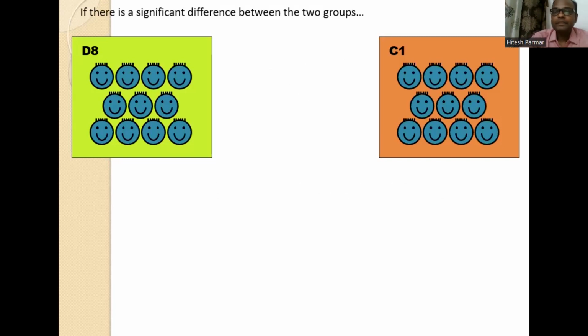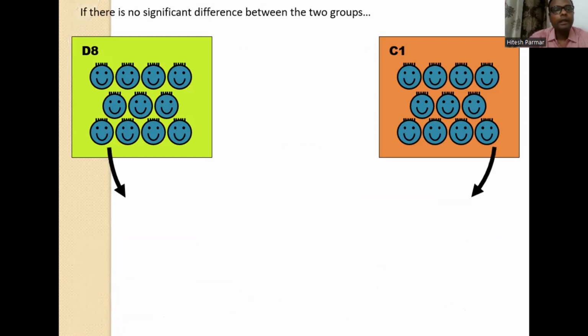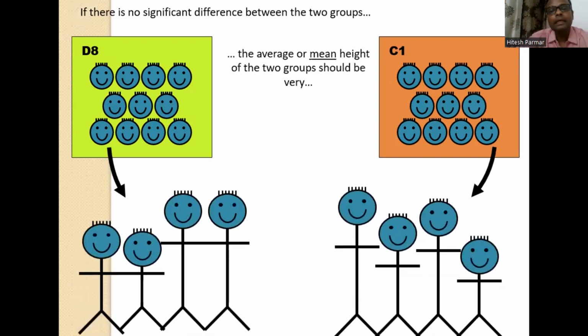So by increasing the sample size, if there is a significant difference between the two groups, then the average or mean height of the two groups would be very different, right? And if there is no significant difference between these two groups, then the average or mean height of the two groups would be very similar, right? So now you can guess what exactly we are doing in the t-test.